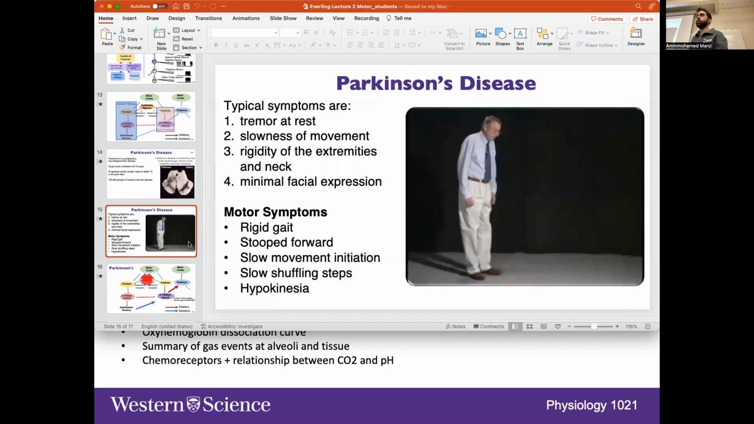Look at the symptoms of Parkinson's. Slow movement, rigidity, slow movement initiation, hypokinesia, slow shuffling steps, because the motor cortex is not being activated to the degree that it needs to. Okay, so again, if there's a question on Parkinson's: loss of dopamine because the substantia nigra pars compacta is lost, globus pallidus internal segment activity is increased, motor cortex activity is decreased. Those are the 3 major things in that diagram that I would remember for the exam.